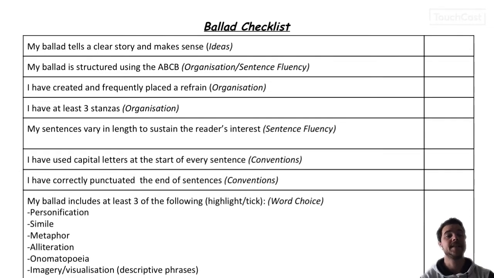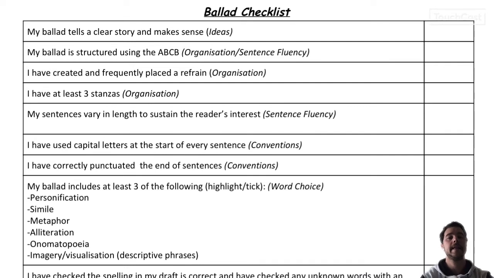I have at least 3 stanzas, which is what we've asked you to do. At least is the key word there. You could have more. My sentences vary in length to sustain the reader's interest. So if they're all really short lines or short sentences, you're going to find when you read it out loud, it's not really going to sound great. So again, reading out loud is going to help you there. We want to vary our sentence lengths.